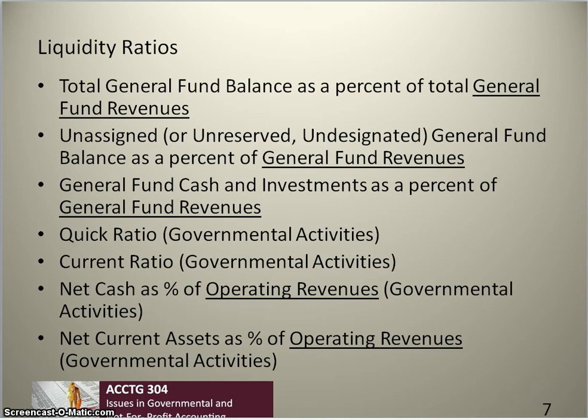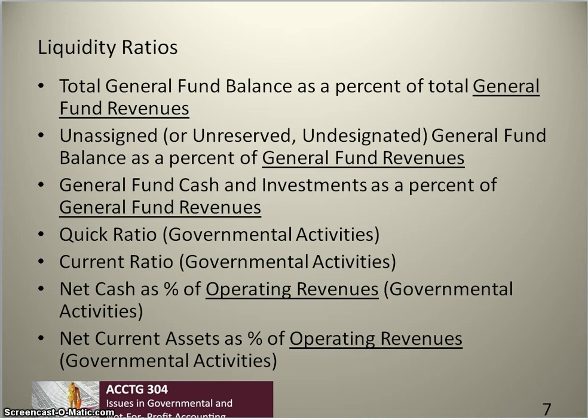Typical liquidity ratios. Well, the first three are the three common size ratios that I just mentioned. Total general fund balance as a percent of general fund revenues, unassigned fund balance as a percent of general fund revenues, or if we're looking at an older financial statement with the old general fund classifications, we would look at unreserved, undesignated fund balance as a percent of general fund revenues, and general fund cash and investments as a percent of general fund revenues. As I indicated, to do our liquidity analysis, it's particularly important to look at the general fund. And these are three very common ratios used to measure general fund liquidity.